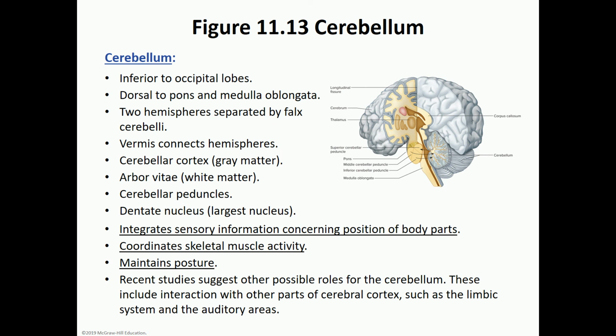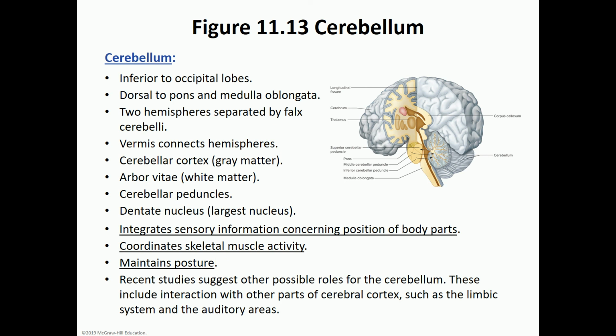The cerebellum is responsible for maintaining posture, and also for coordination of skeletal muscle activity, meaning when am I going to contract this muscle and when am I going to relax it, or which one is going to contract and which one is relaxing. So the coordination of your skeletal muscles and posture maintenance is the function of the cerebellum.